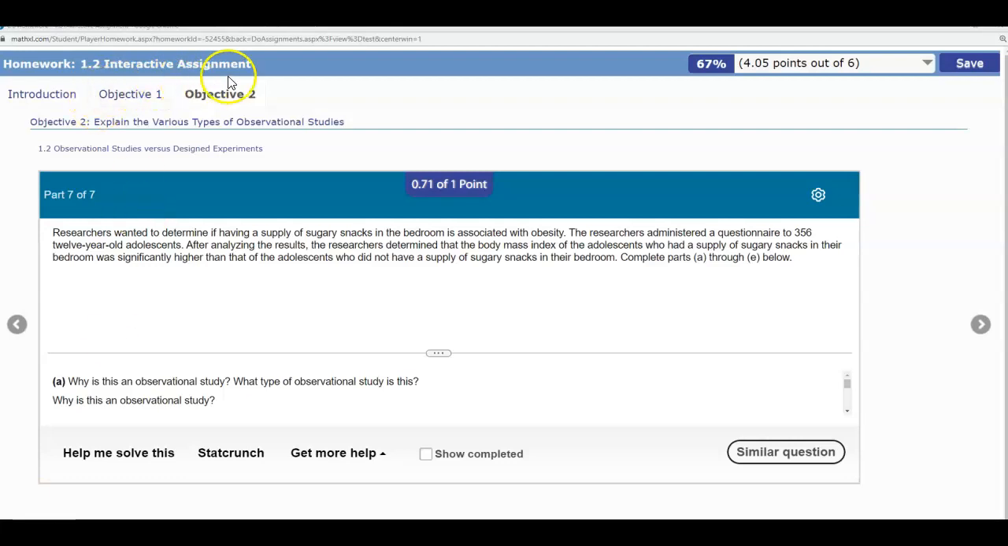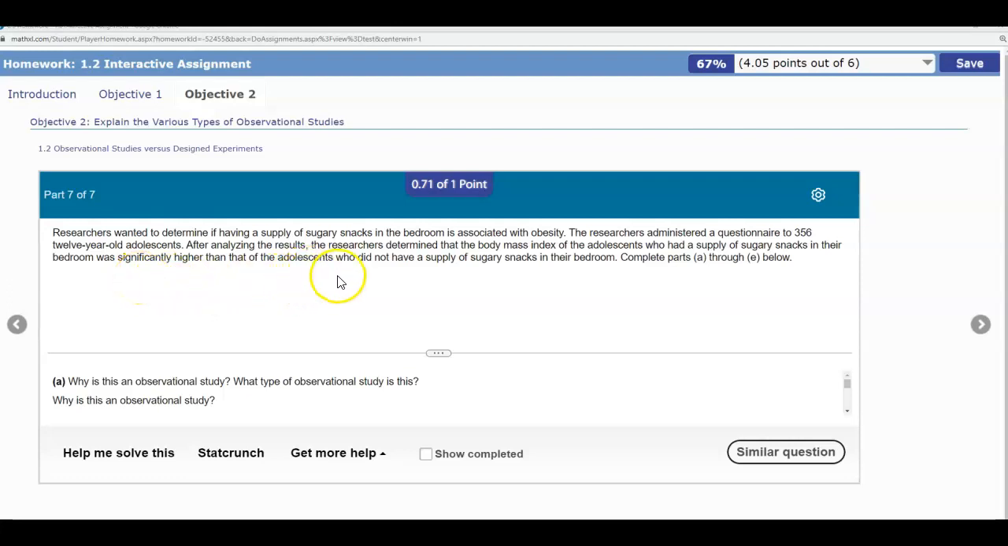Section 1.2 Interactive Assignment Objective 2. Researchers wanted to determine if having a supply of sugary snacks in the bedroom is associated with obesity. The researchers administered a questionnaire to 356 12-year-old adolescents.